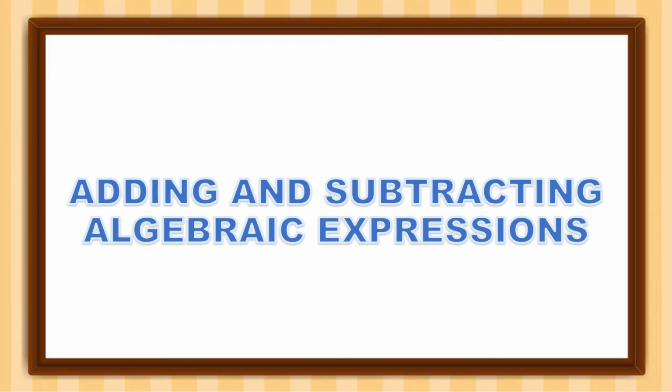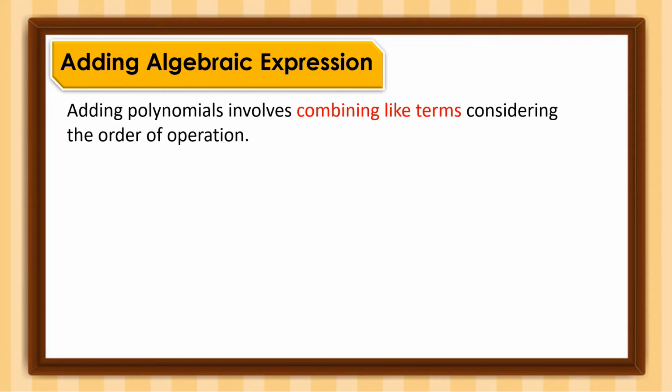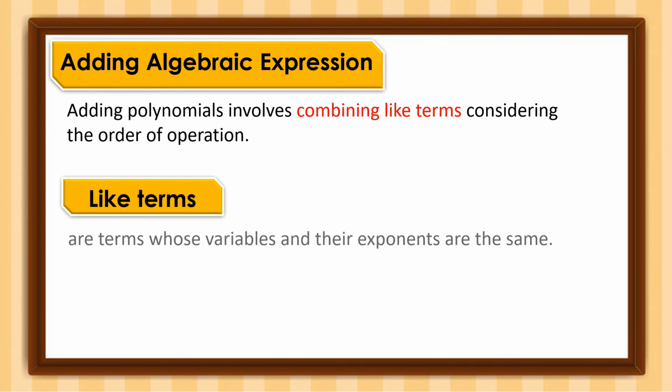Now, let us proceed to adding and subtracting algebraic expressions. When we say adding algebraic expressions, we simply combine like terms, considering the order of operations. So, what are like terms? Like terms are terms whose variables and the exponents of those variables are the same. An example of like terms is 2x squared and 5x squared. They have the same variable, which is x, and their exponent is also the same, which is 2. So 2x squared and 5x squared are like terms.